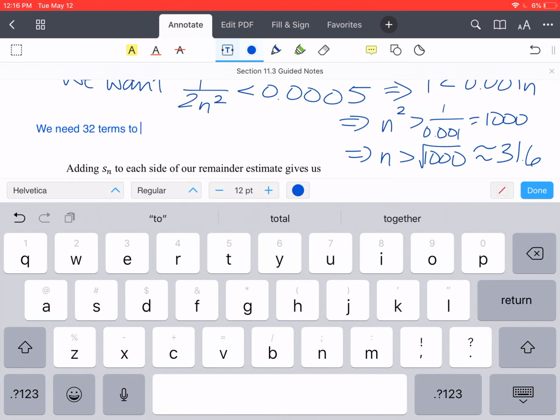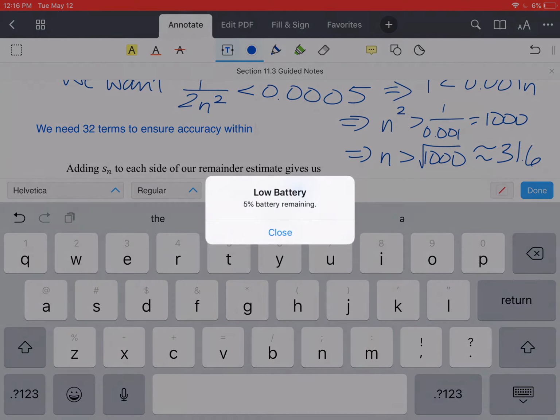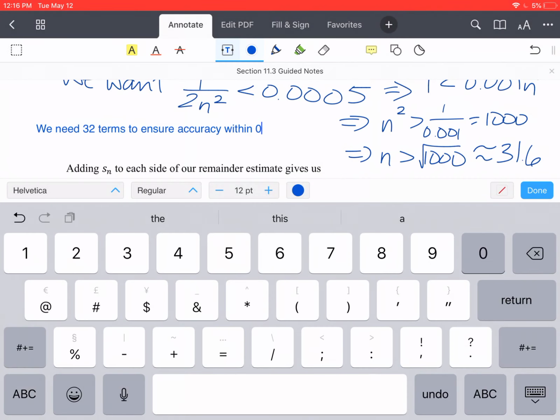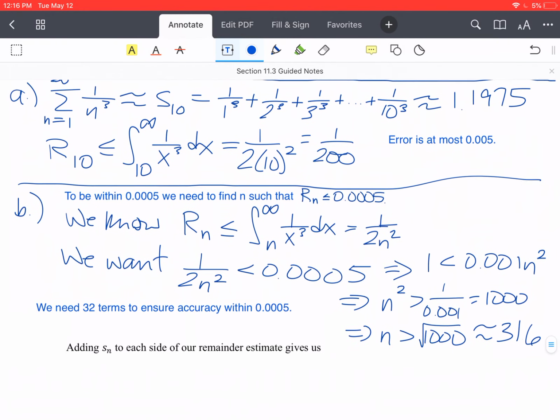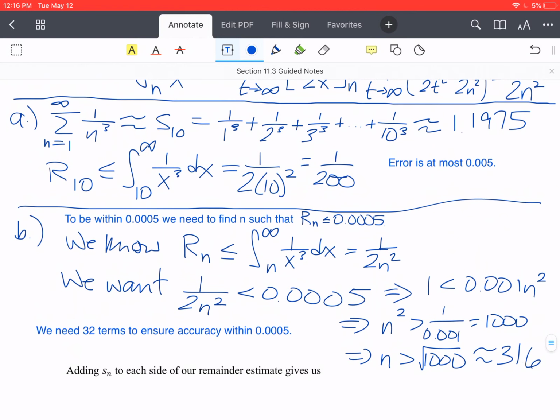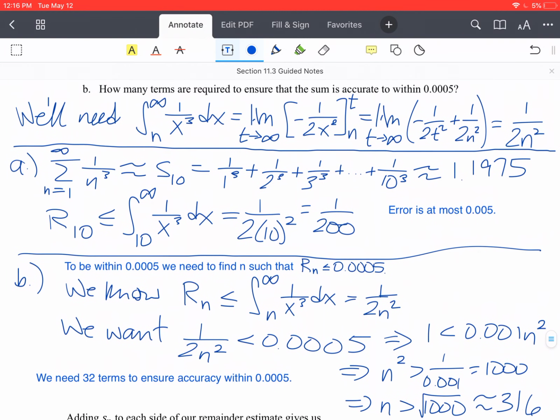to ensure accuracy within, sorry, 0.0005 units there. All right. So we are going to need 32 terms to get that level of accuracy. So the 32nd partial sum is what we would need.